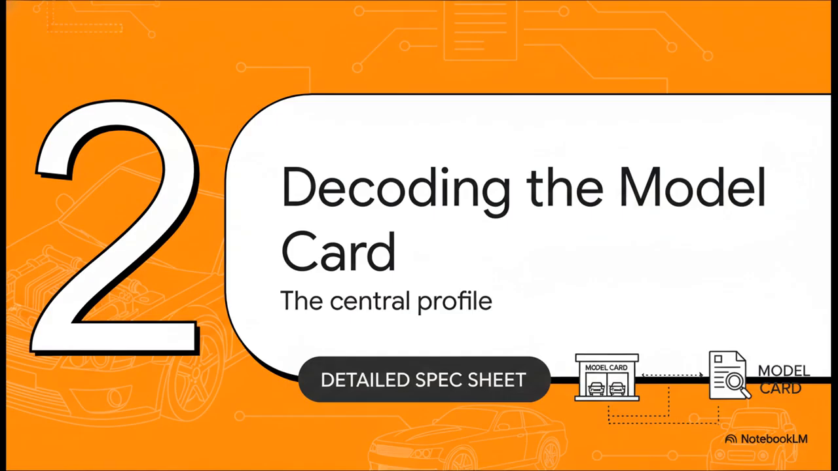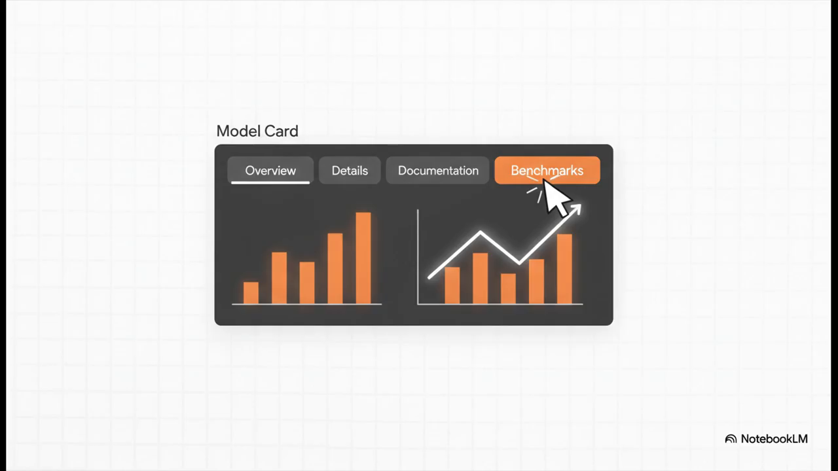It's the central hub, the single source of truth for every single thing you need to know about a model. Now, a model card has a ton of info, but we want to make a smart, data-driven choice, right? So we are going straight for the gold. We're heading to the Benchmarks tab. This is really the heart of the whole evaluation. It's where all the raw, objective performance data lives.